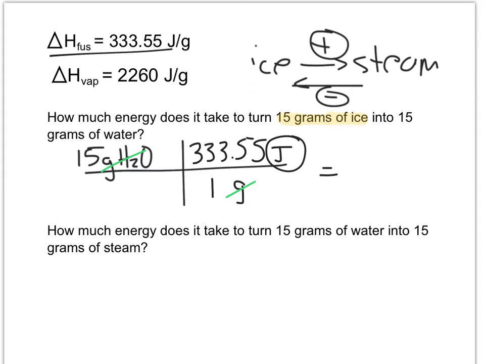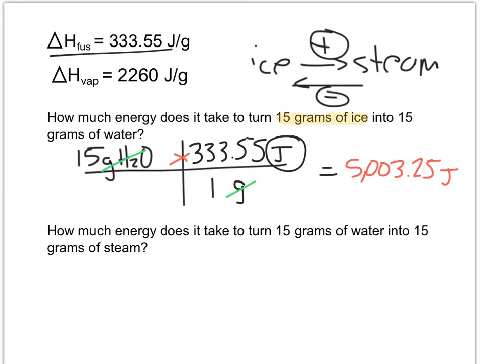When you do this calculation, you do 15 times 333.55, and you get approximately 5,000 joules. You get 5,003 and a quarter joules. That's a decent amount of energy. I don't know how many calories that is, but it's a decent number. I don't like how that kind of looks like a 15. There we go. Better. Maybe I just won't box it in. There we go. There's the answer.